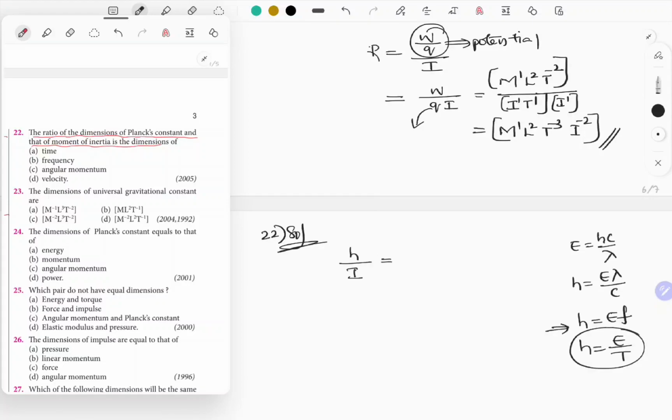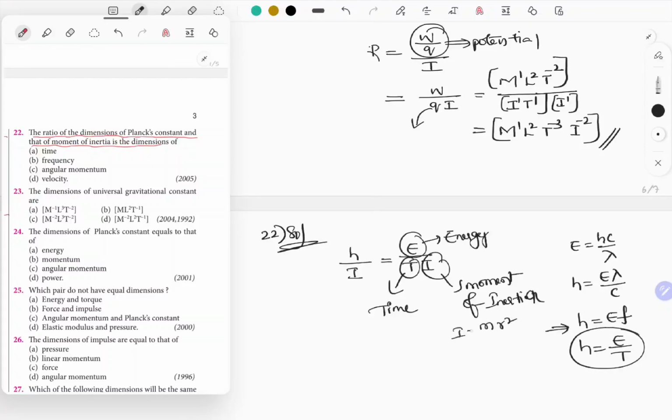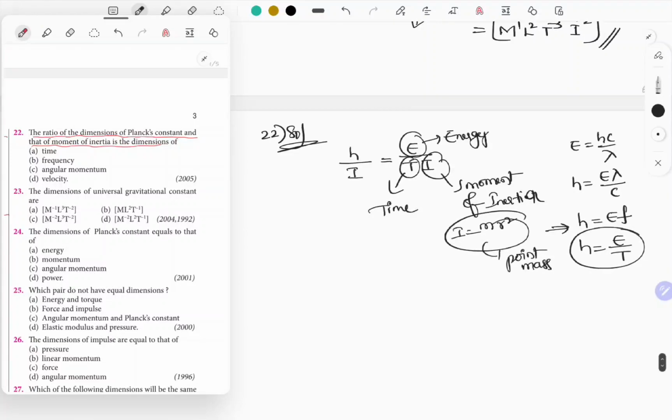So moment of inertia for a point mass is mr square. So let me represent dimensional formula for all these things. You can represent this as E by t into moment of inertia. E is energy, t is time, I is moment of inertia. So I've already told you moment of inertia of a point mass is mr square. I is equal to mr square. This is applicable for a point mass. I am talking about formula. Formula is mr square for a point mass.